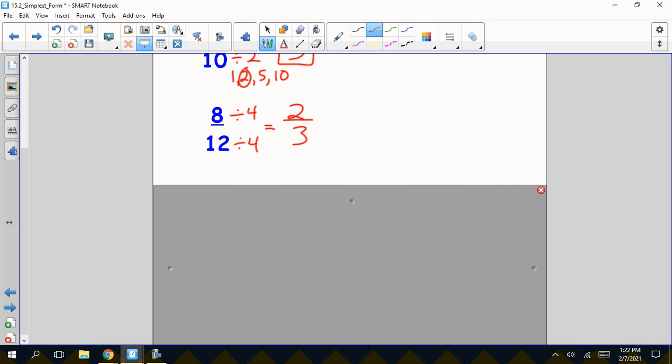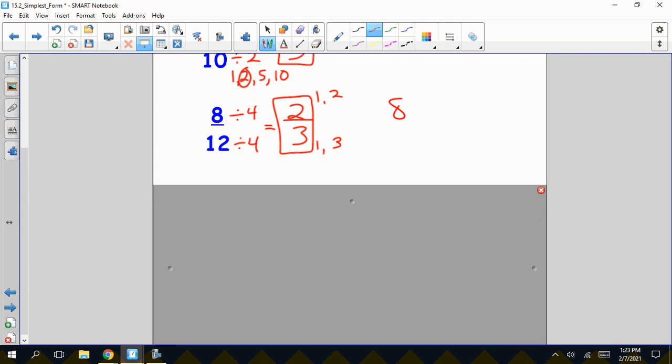Now, let's think about if that's in simplest form. Numbers that give me 2, 1 times 2. Numbers that give me 3, 1 times 3. The only number that they have in common is 1, so I know it's in simplest form.